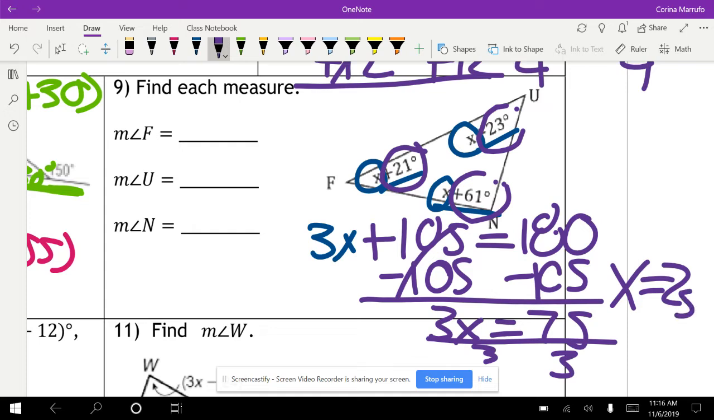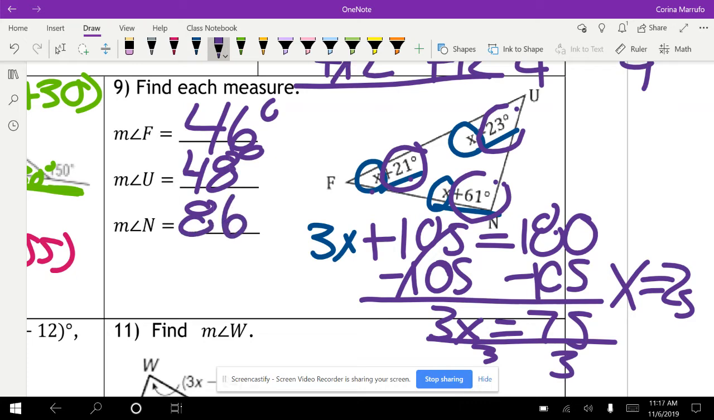So then we plug it in. 25 for angle F. 25 plus 21 gives us 46. And then the next one, 25 plus 23 gives us 48. And then the last one, 25 plus 61, is going to give us 86 degrees. If we did it all correctly, all three of those should add up to 180.